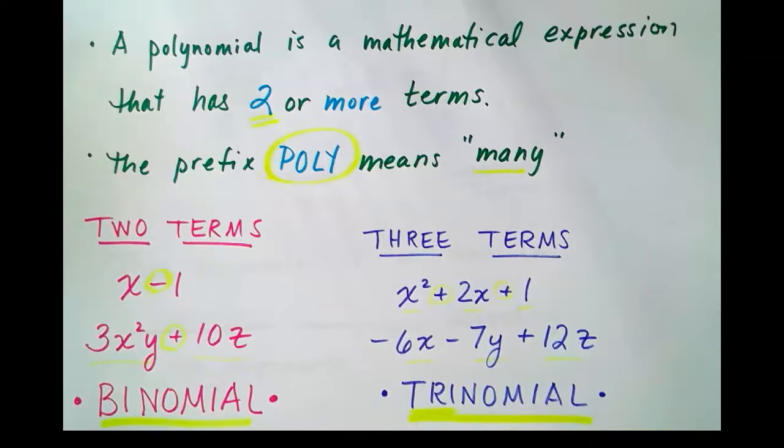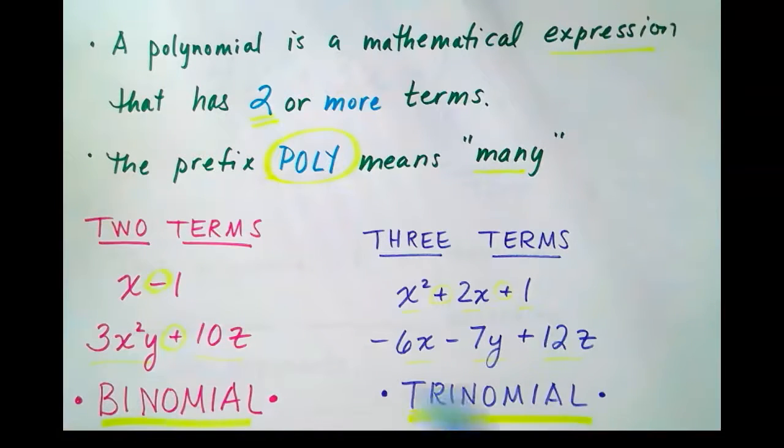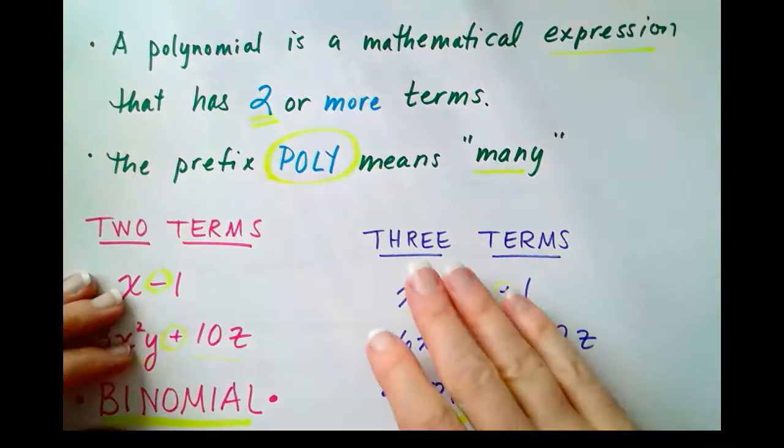A polynomial is an expression. So remember, when we say expression, there is no equal sign here. All of these polynomials are simply expressions because they have no verb. They have no equal sign, just an expression.